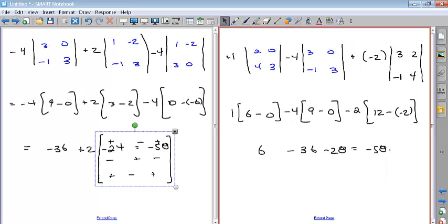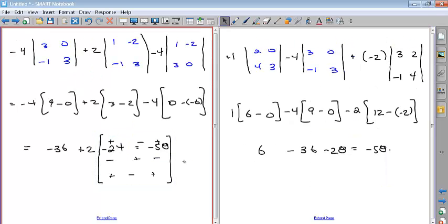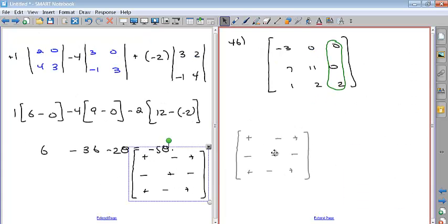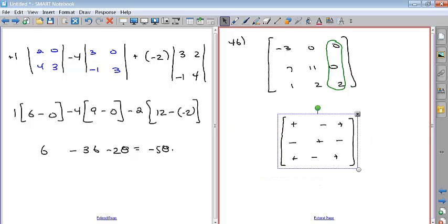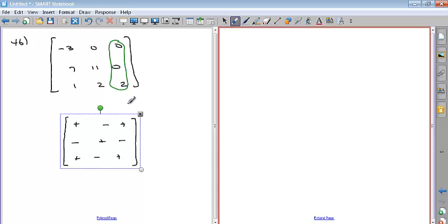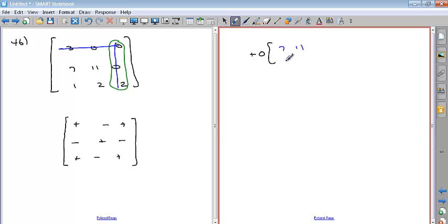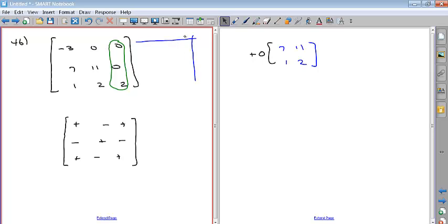Because I don't need to, but I'm doing this to help you out. Okay. So here's the sign. So this is positive, so it's going to be positive 0 times, doesn't really matter, but let's not get too flippant here. So what you'd have left is 7, 11, 1, and 2, but because it's multiplied by 0, it's not going to really make any difference in the long term. Okay. But just so you know the procedure.